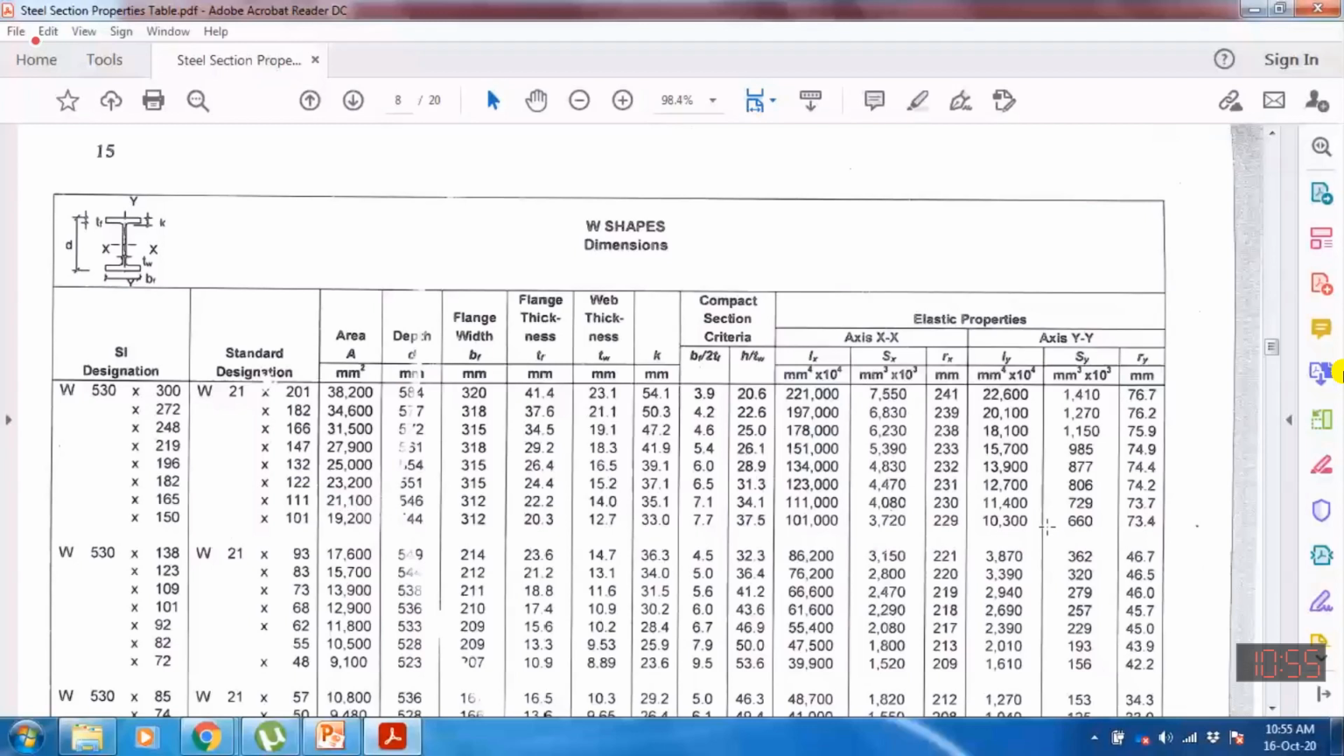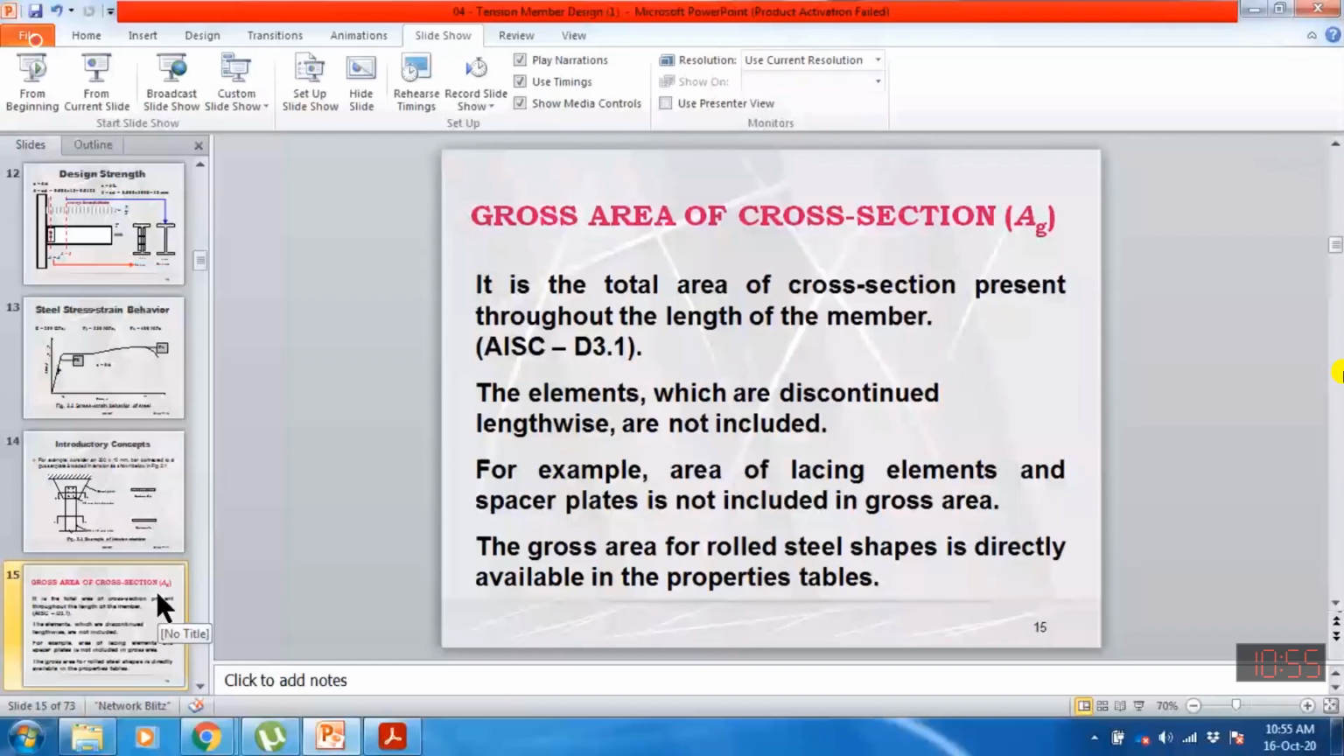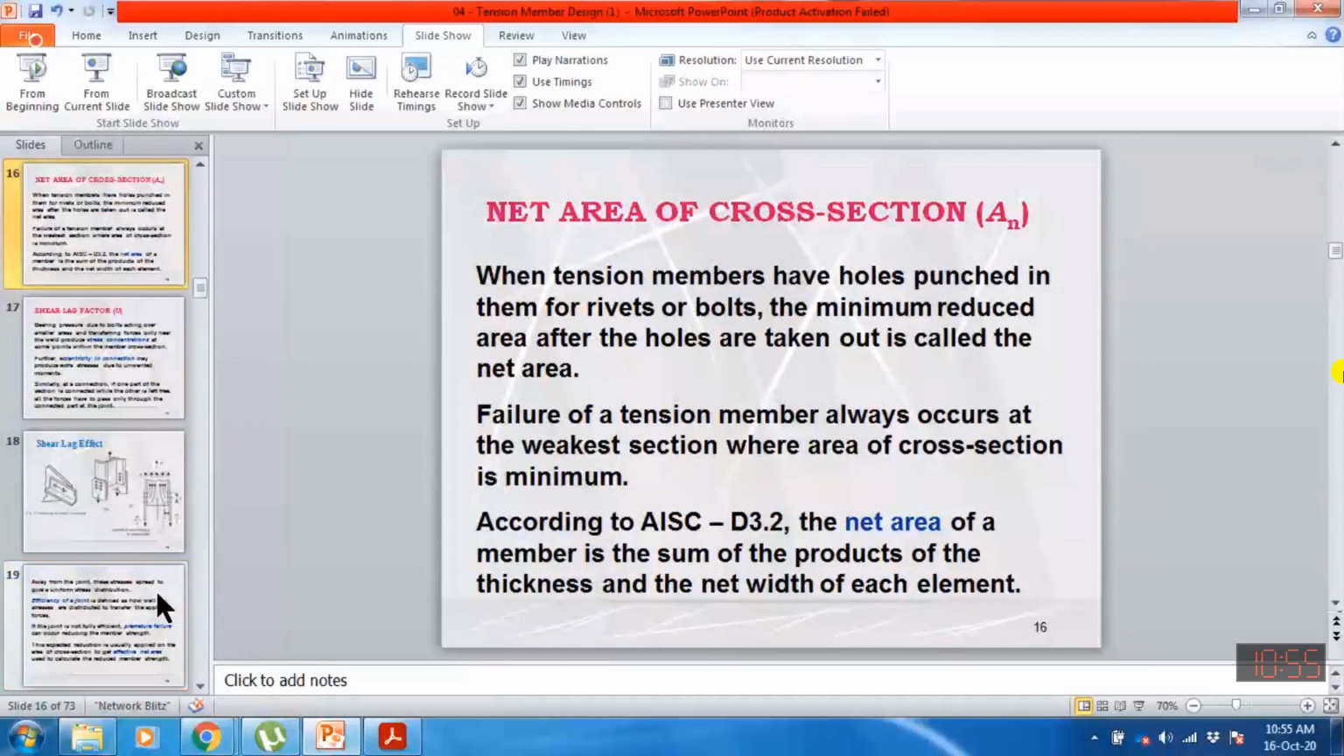And the next is net area. Net area is the area that we obtain after deducting the area of the holes that we have punched. So why are we considering net area? Because if we want to compute the capacity in rupture, rupture will always occur where we have punched the hole. So rupture strength is a function of the net area. Net area can be computed by deducting the area of the hole that we have punched to accommodate the rivet or bolt.